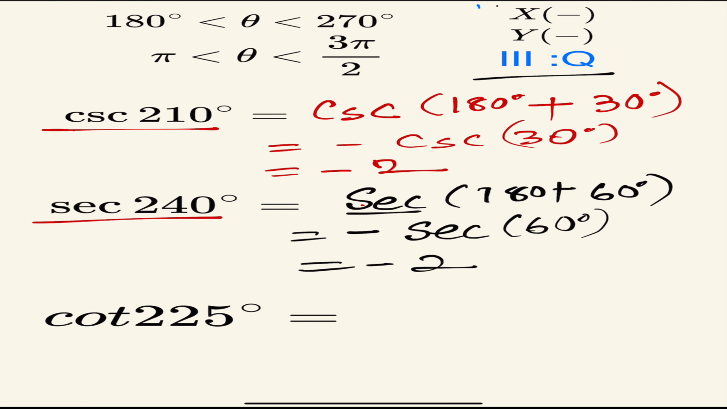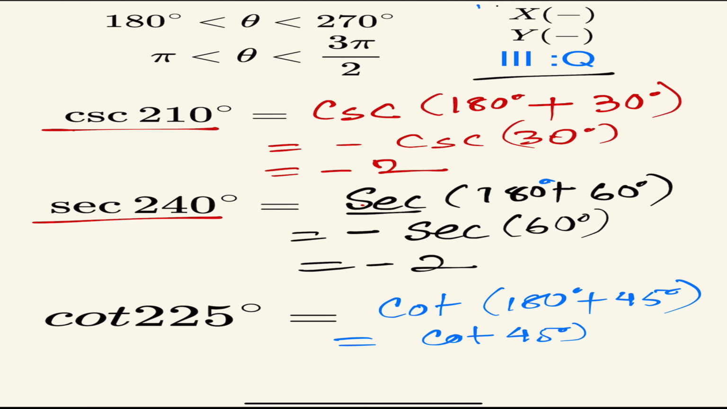Now cotangent 225 degree. So that means cotangent 180 plus 45 degree. So cotangent is going to be cotangent 45 degree. You know why it's cot 45 degree? Because we don't change sign here, since cotangent is the ratio between cos by sine, right? So it's going to be cos divided by sine, so negative divided by negative is positive. Cotangent 45 degree is just 1.